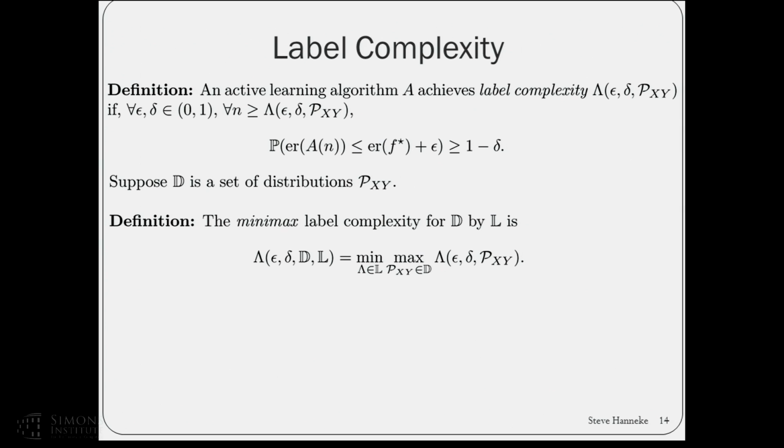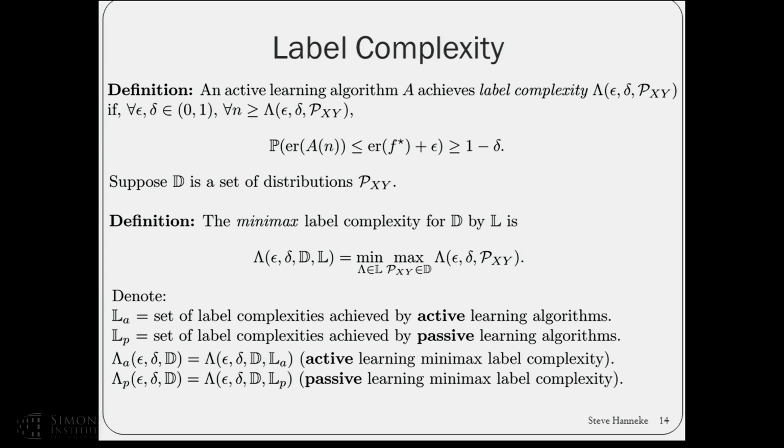And we'll be studying a minimax label complexity. Here we have some family of distributions we're interested in, and some family of algorithms. And then we take the worst label complexity among distributions for the best algorithm in the family. And we're just going to consider two families. You don't have to parse all of this. Basically, I'm just introducing lambda A, the active learning minimax label complexity, and lambda P, the passive learning minimax label complexity.